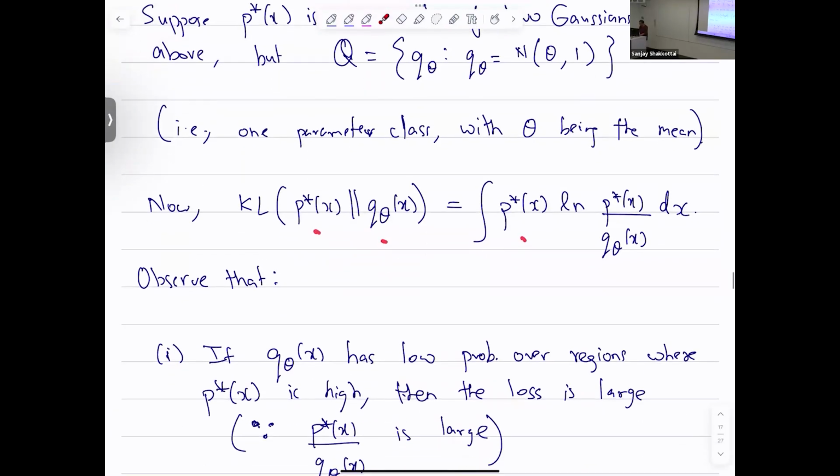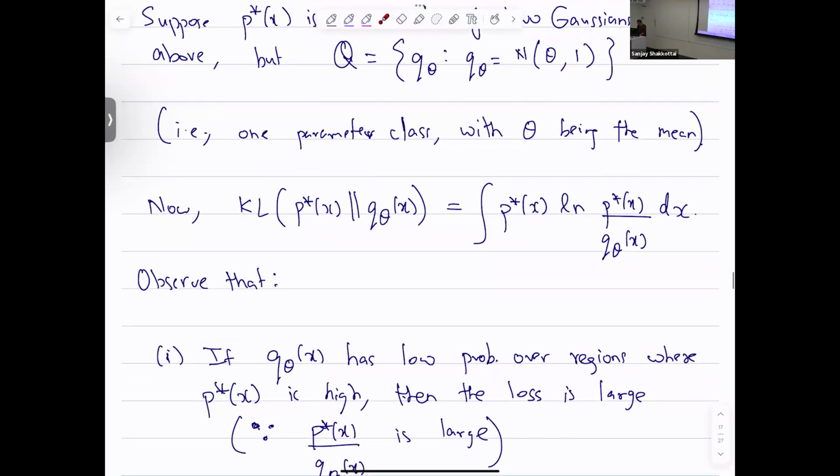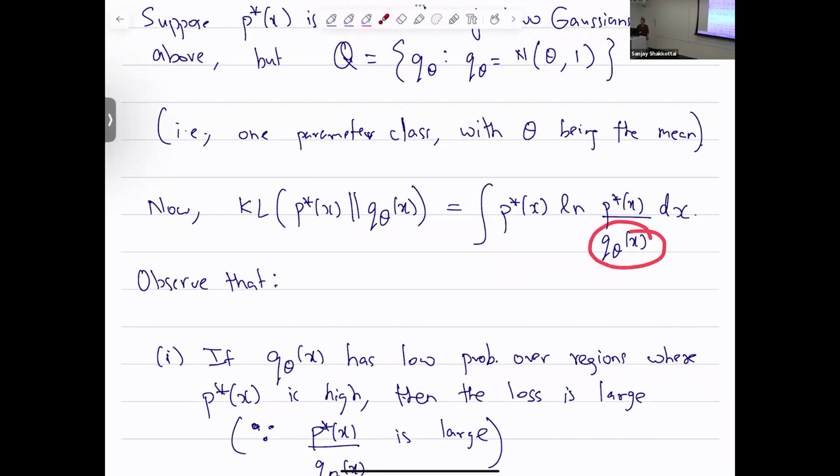Scalar. So therefore, KL of P star and Q is of this form. Let's make the following observations. Suppose Q theta is small in some region, so it's far away in the tail of the Gaussian. Then log of P star by Q will be large because Q is in the denominator.